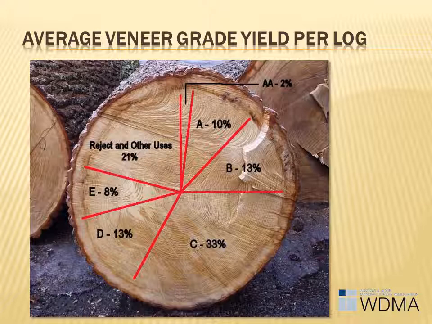Specifiers who automatically choose premium grade doors and AA grade material without considering custom grades may be doing themselves and the environment a disservice. By considering a lower grade, you may get a significant value and conserve environmental resources on a door that will perform just as well.